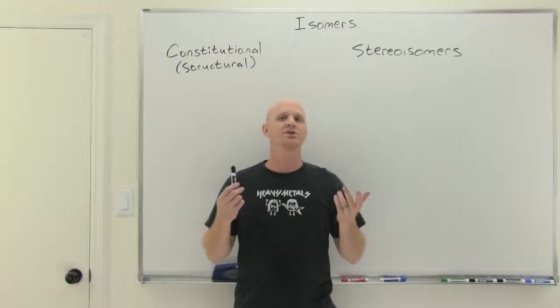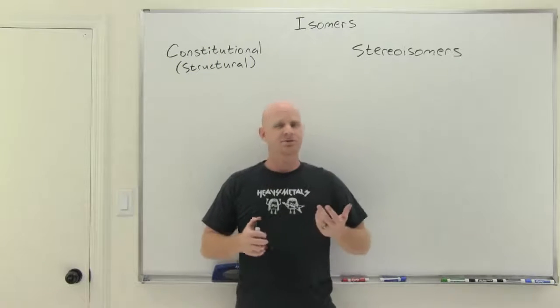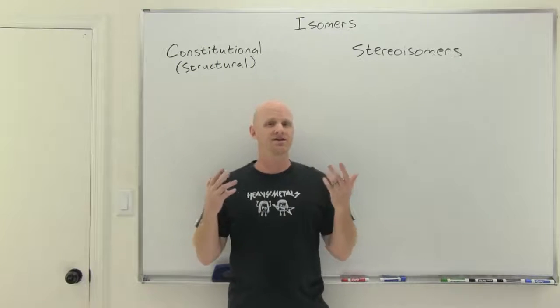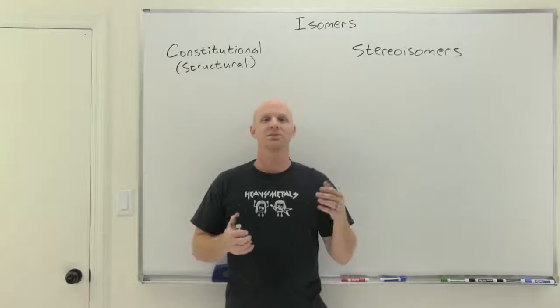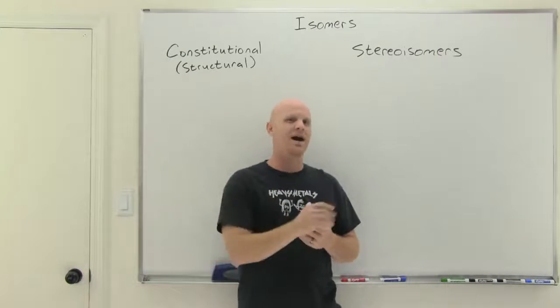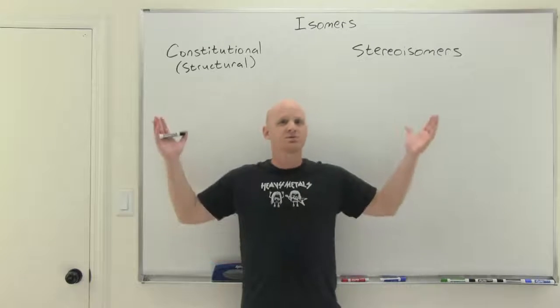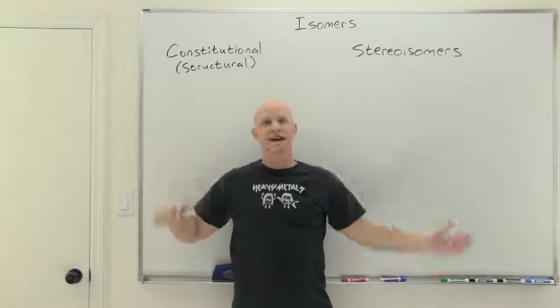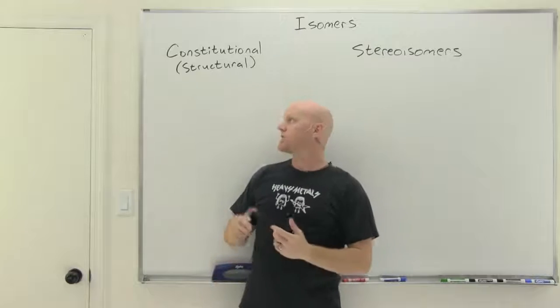All right, so we'll start here with an overview of isomers. First of all, you have to realize that for two compounds to be isomers, they can't be the same compound, but they've got to have the same chemical formula, so the same number of each type of atom. And these come in two varieties. We have constitutional isomers and stereoisomers. And you've got to know the difference.